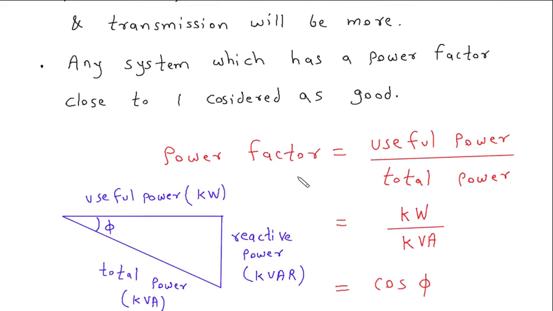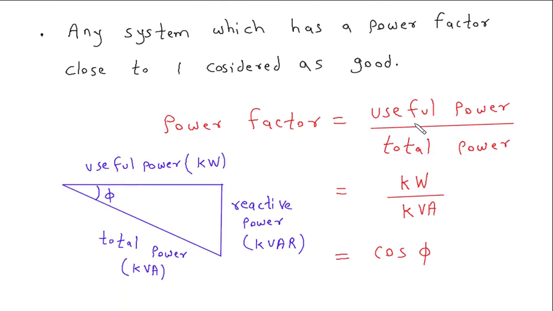Power factor is the ratio of useful power to total power. The useful power should be high, and the total power will always be greater than the useful power. That is kW, kilowatt, divided by kVA. Power factor is equal to kW divided by kVA, which is equal to cos phi. So this is a power triangle. This is useful power, this is reactive power, and this is total power.